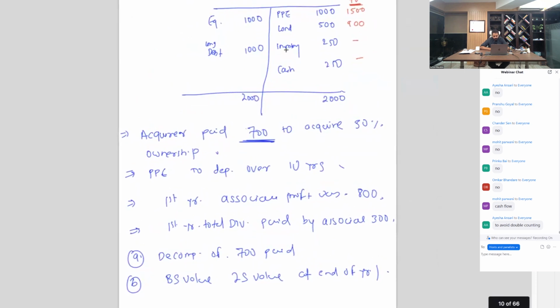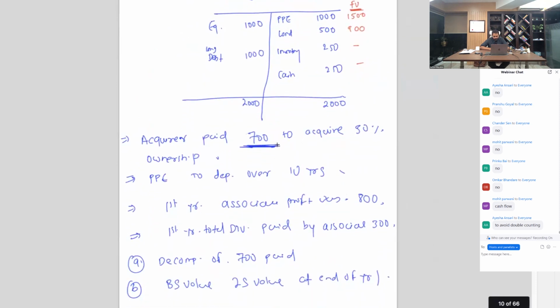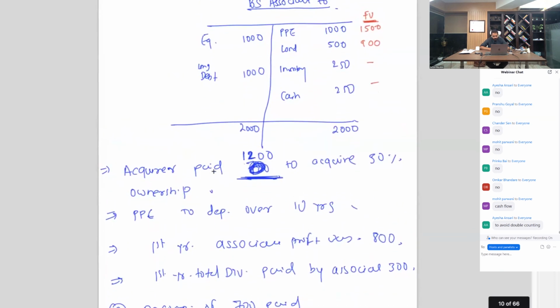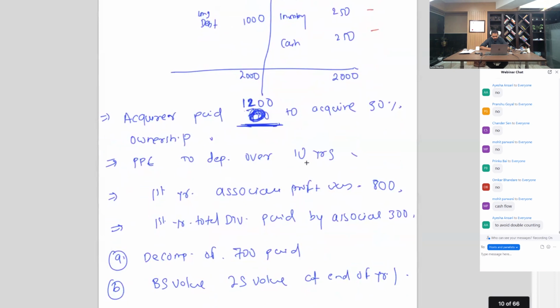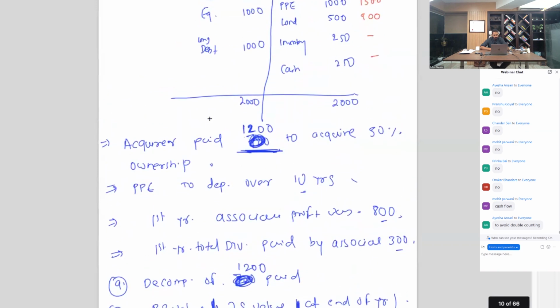So we have balance sheet of the associate with some characteristics. Then at time 0, acquirer pays 700 to acquire 30% ownership. 700 is a little less. Hold on a minute. Let's increase this to 1200, so that we get some goodwill as well. And then PP&E is to be depreciated over 10 years. First year associate profit was 800. First year total dividend paid by associate 300. So please do decomposition of this 1200 and then figure out what should be the balance sheet value and income statement value at the end of year 1. Start.